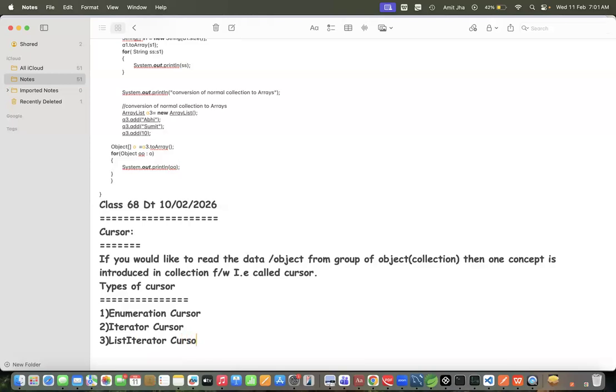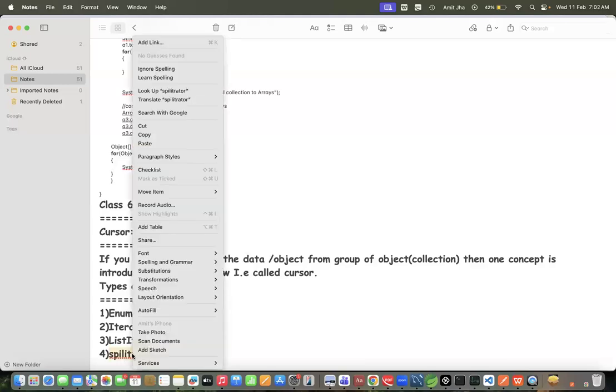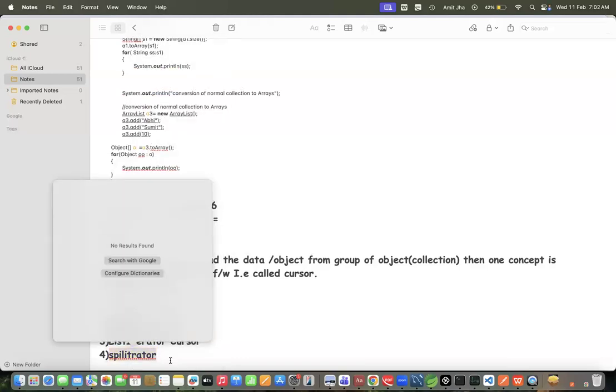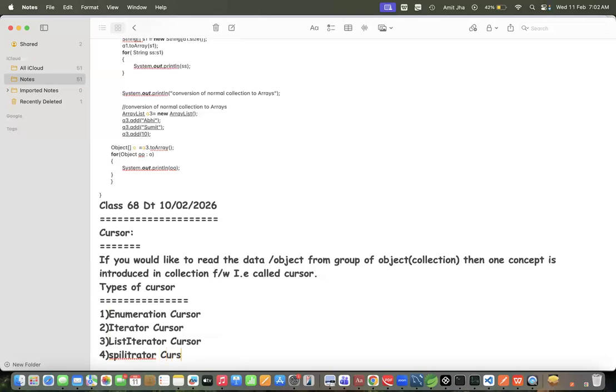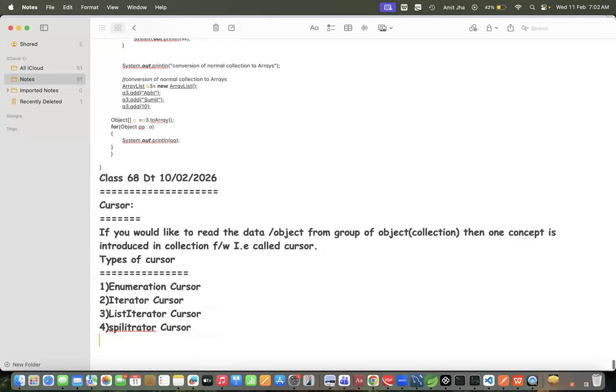Then you are also introduced to the split iterator cursor. Okay, guys, any question till now? I hope no. Then we'll start with the first cursor, the enumeration cursor.